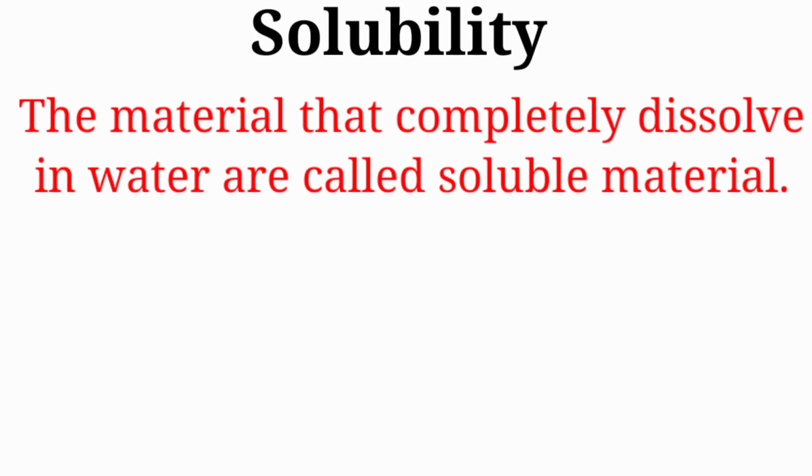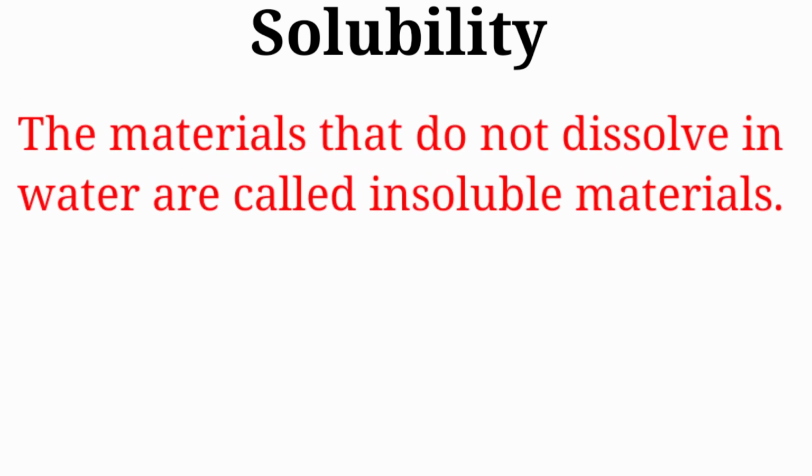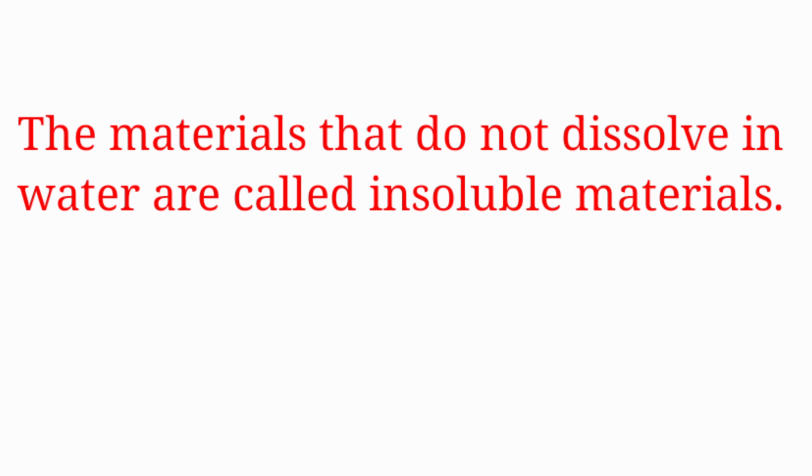Next topic is solubility. The materials that completely dissolve in water are called soluble materials. Example, salt and sugar. Both are completely dissolved in water. On the other hand, the materials that do not dissolve in water are called insoluble materials, like sand and chalk.